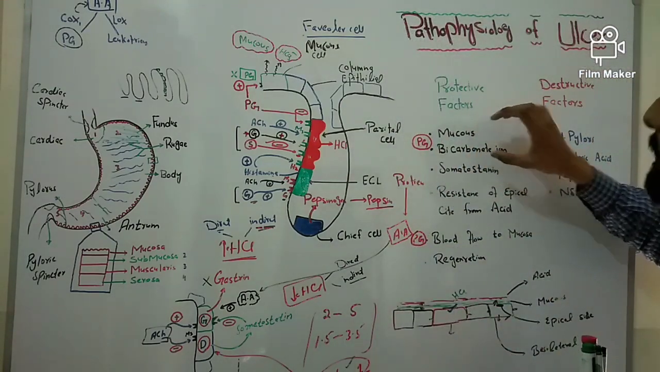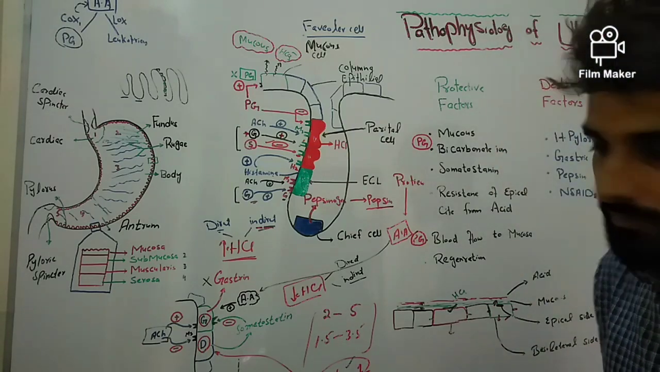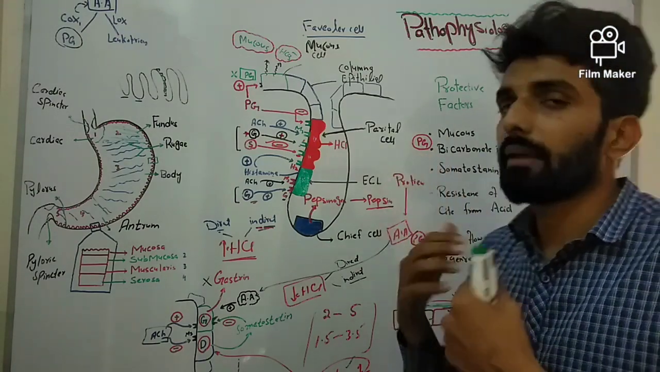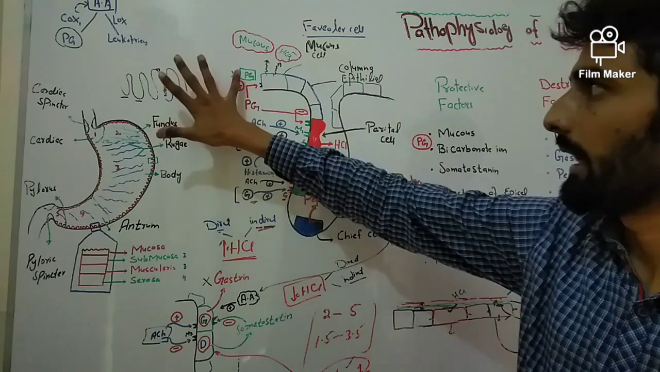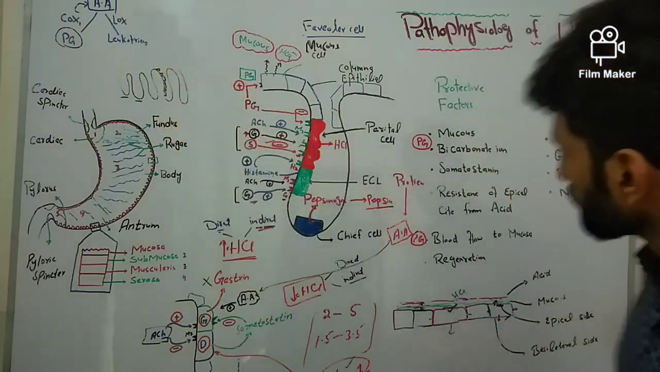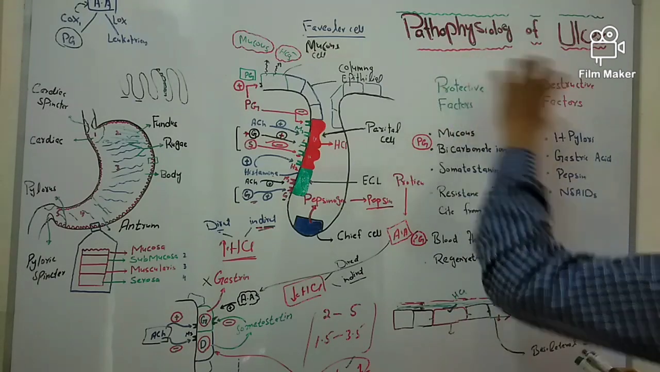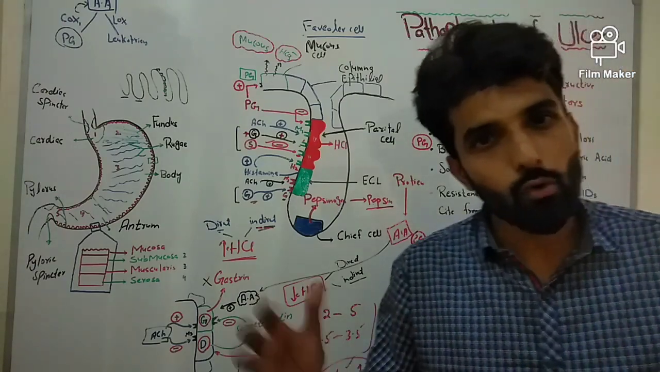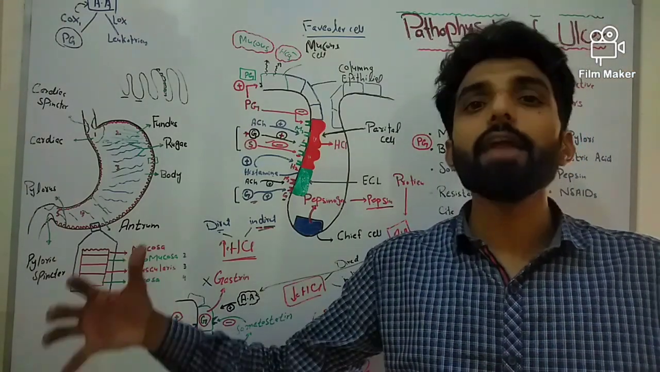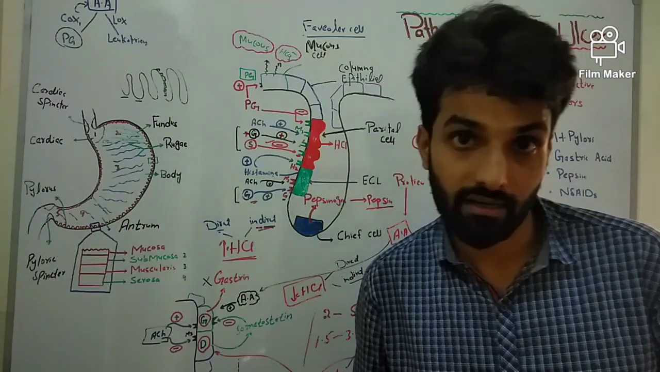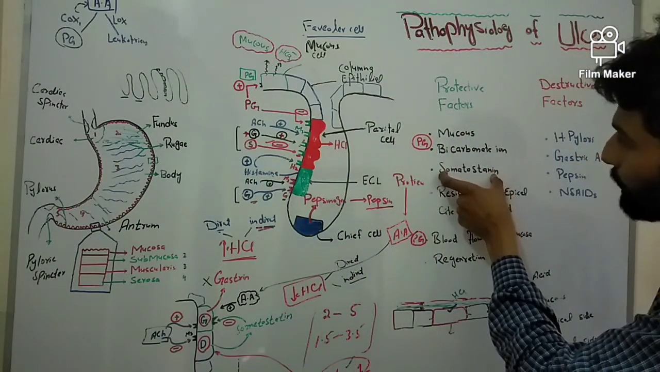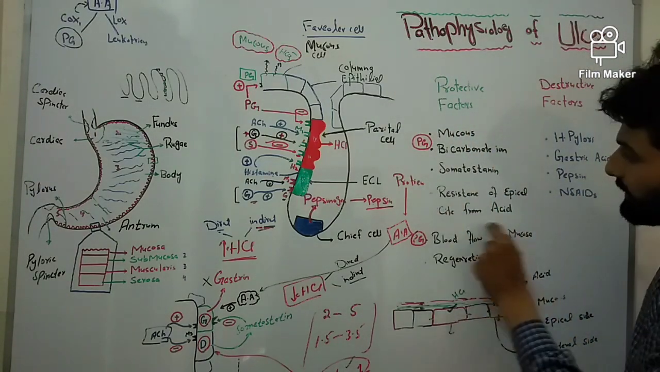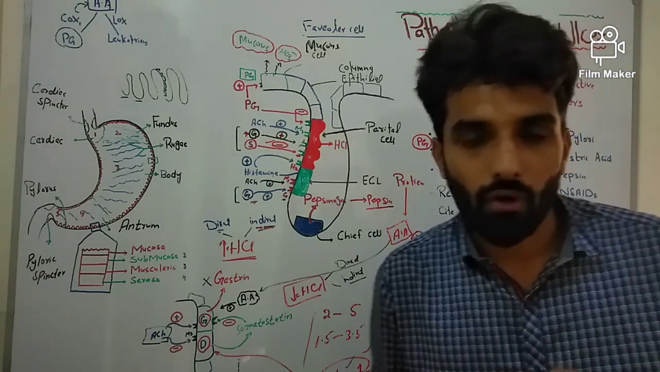So obviously they are considered as protective factors, and we know that secretion of bicarbonate and secretion of mucus can be enhanced with the help of prostaglandin. Furthermore, somatostatin will also come into the category of protective factor because when the pH of the stomach is too acidic, somatostatin will play its role and inhibit the further acid secretion. So obviously we will place somatostatin in the category of protective factors. The other protective factor is resistance of the apical side of cells to the acid.